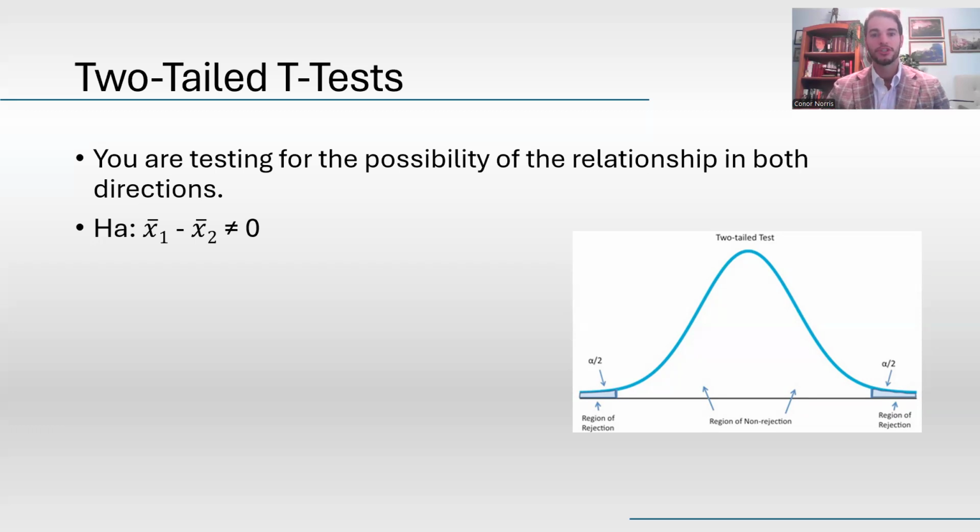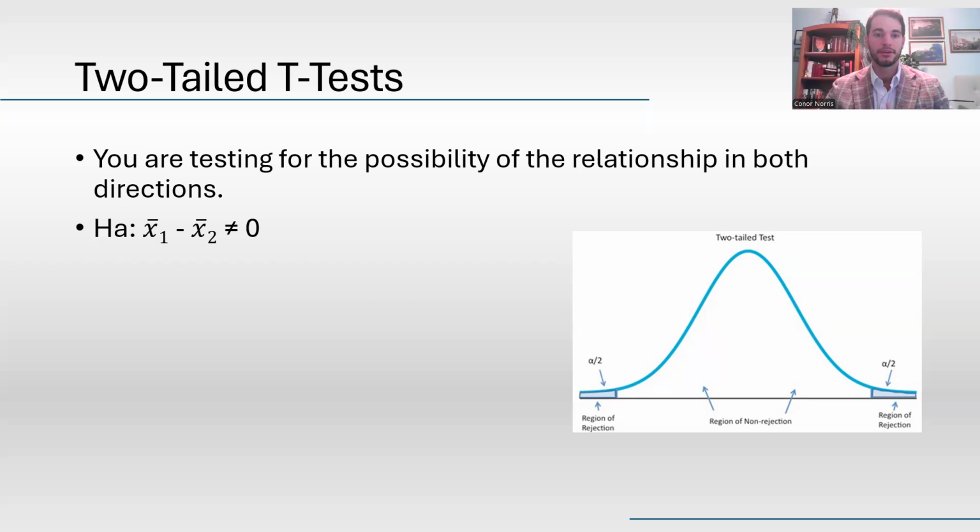If the question is simply, is there a difference between these two? Is there a difference between male and female earnings? The H sub O, the null hypothesis, would be the mean of male income minus the mean of female income equals zero. In other words, they're the same. And the alternative hypothesis would be, in this case, the mean of male income minus the mean of female income does not equal zero. This would be considered a two-tail test because it could be either direction.